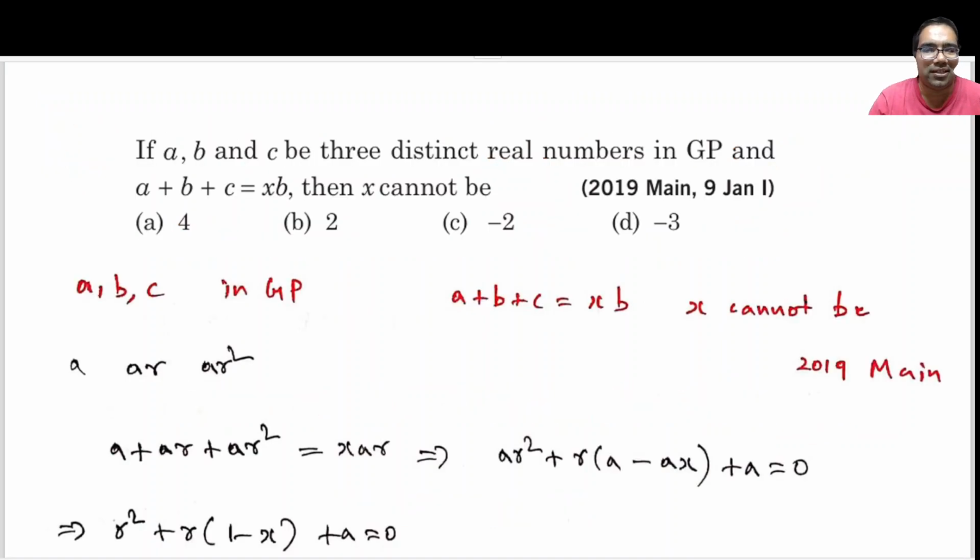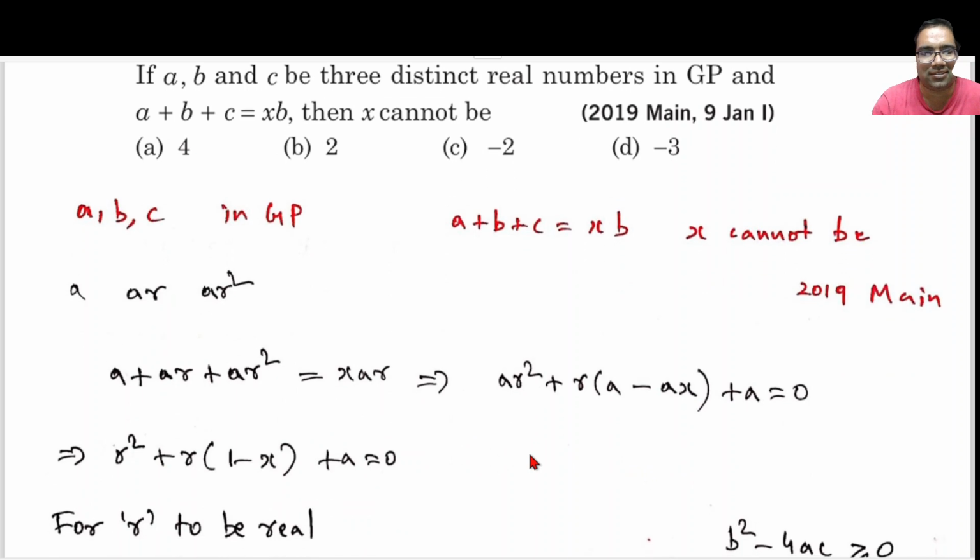If these three terms are in geometric progression, we can call them a, ar, ar squared, with common ratio r. Now, with the given condition, let us input these three values: a plus ar squared equals x a r. That means ar squared plus r times (a minus xa) plus a equals 0. We can take a common, cancel it, and if you simplify, this becomes r squared plus r times (1 minus x) plus 1 equals 0.